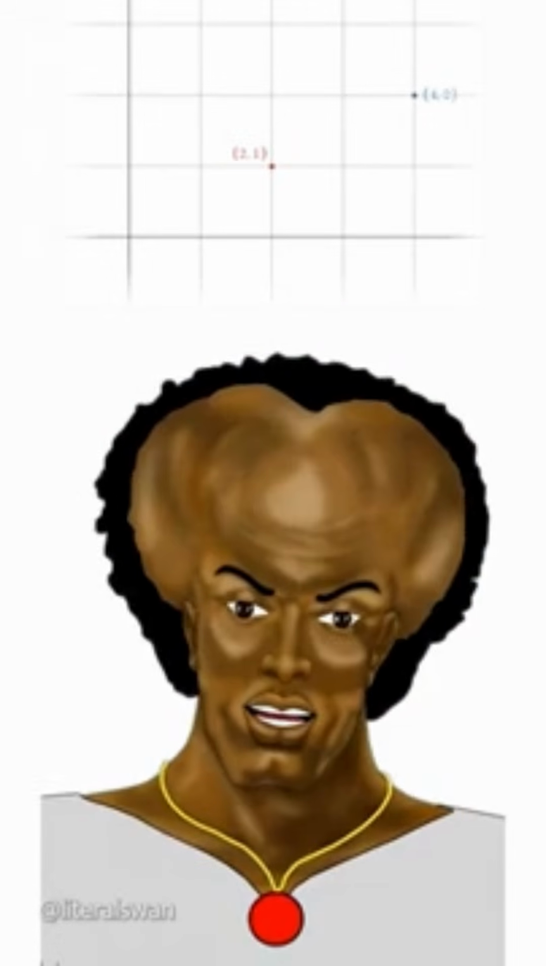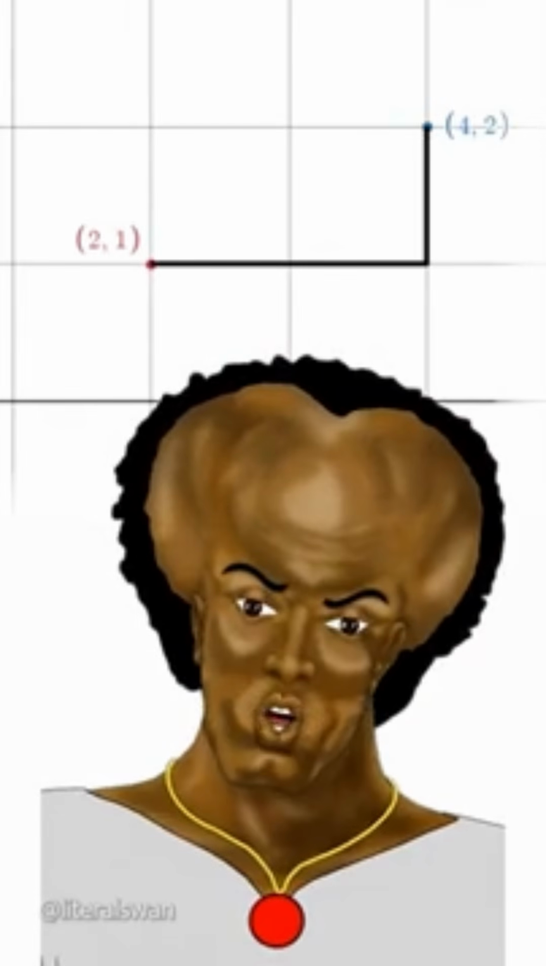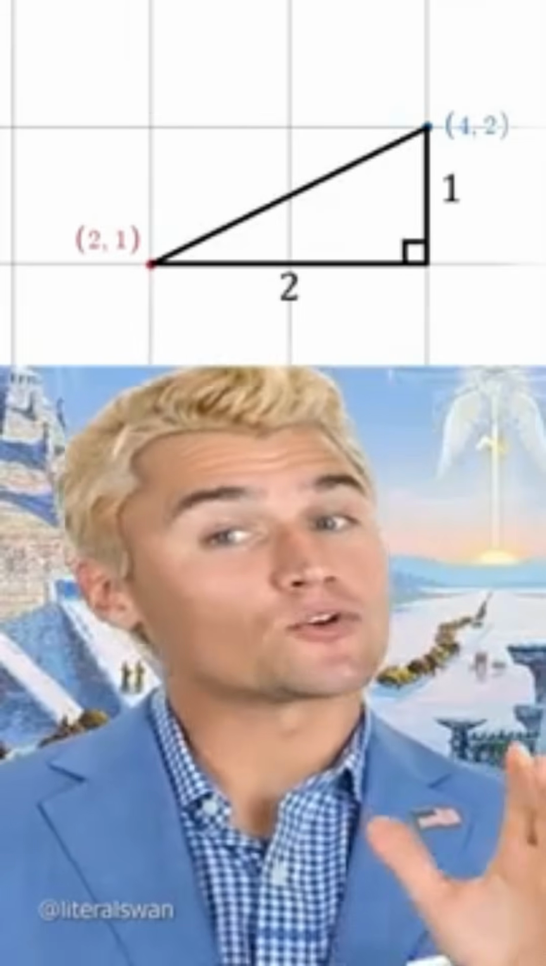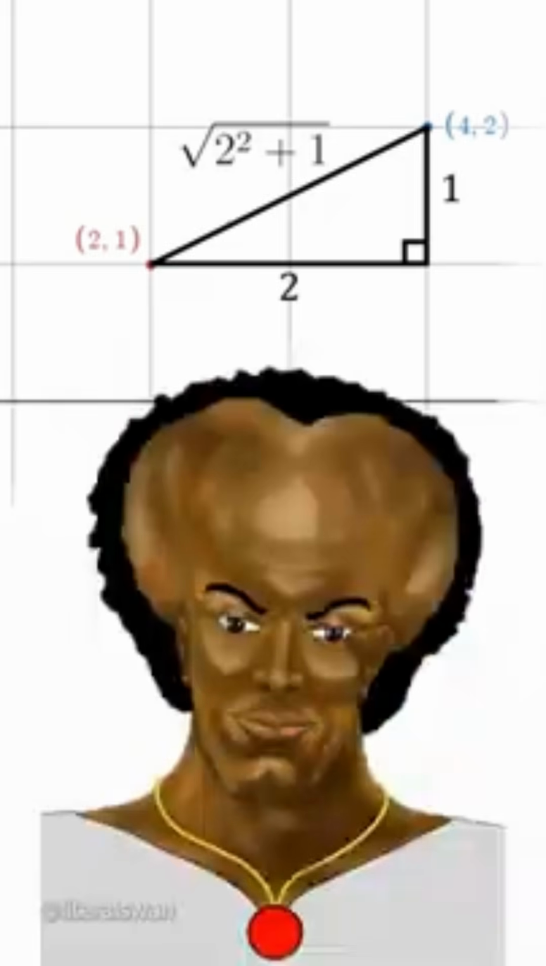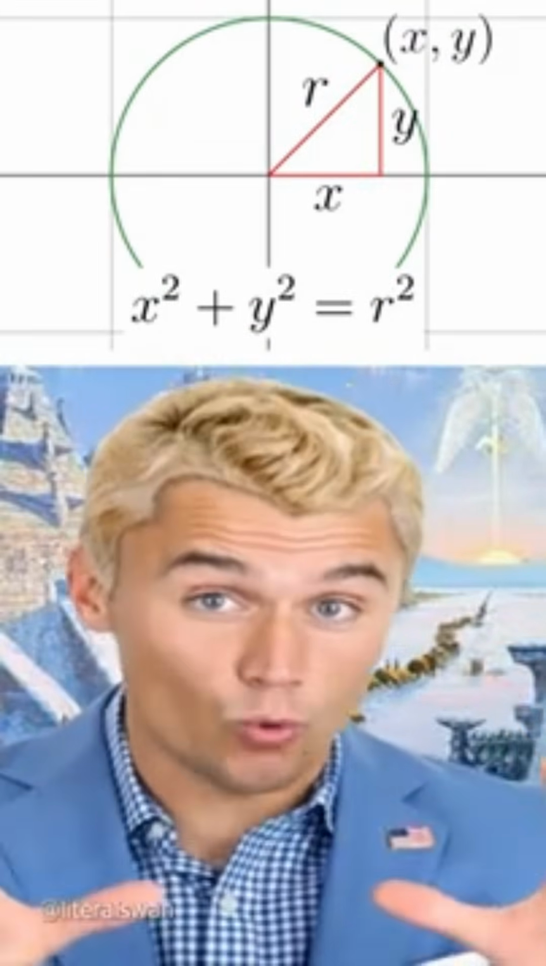How do you calculate distance when you know the horizontal and vertical offset? You make a right-angled triangle and use Pythagoras. Precisely, my son. What relation between x and y would give a circle centered at the origin? We use Pythag on the distance from the origin to (x, y) to get x squared plus y squared equals the radius squared. Correct, my son.